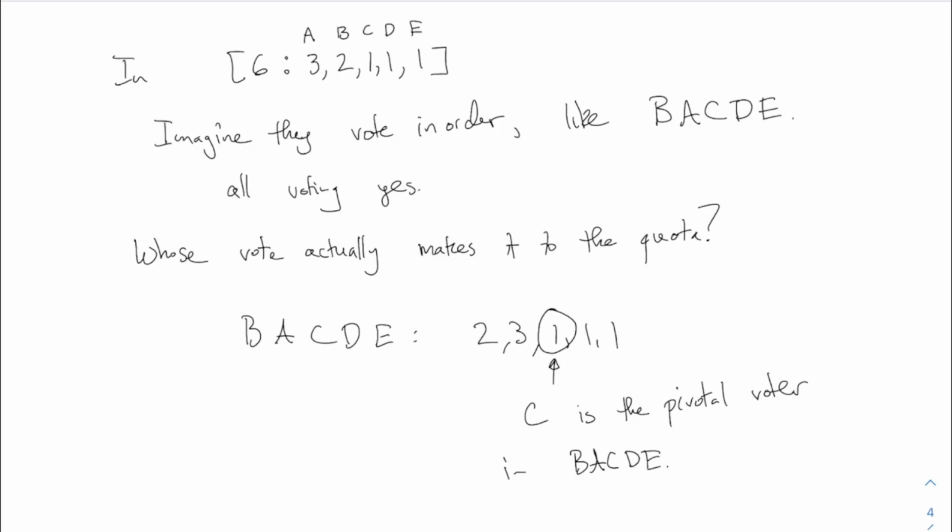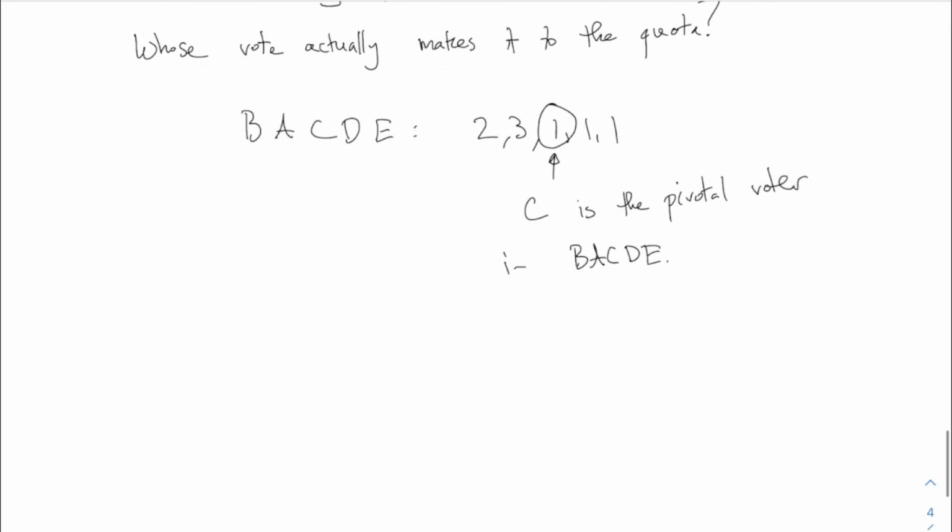So a little bit of terminology here. This is called the pivotal voter. This BACDE is one of many possible ways that you could reorder them. You could write them in any order, and it'd be a different pivotal voter each time. The terminology we use for this is that BACDE is one of many possible voting permutations.